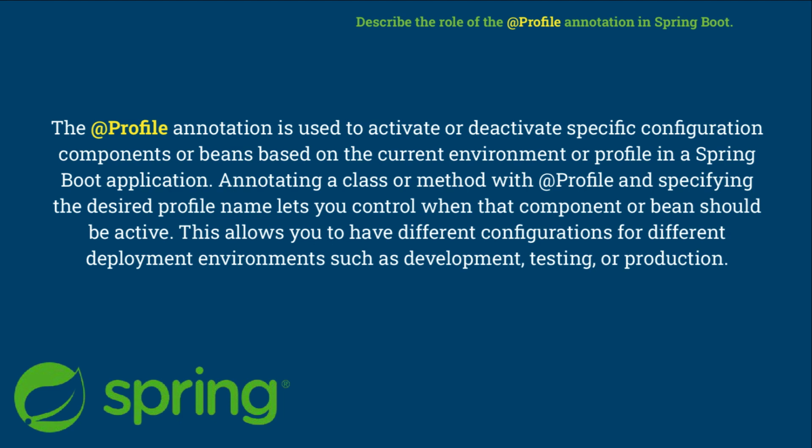Annotating a class or method with a profile and specifying the desired profile name lets you control when that component or bean should be active. This allows you to have different configurations for different deployment environments, such as development, testing, or production.